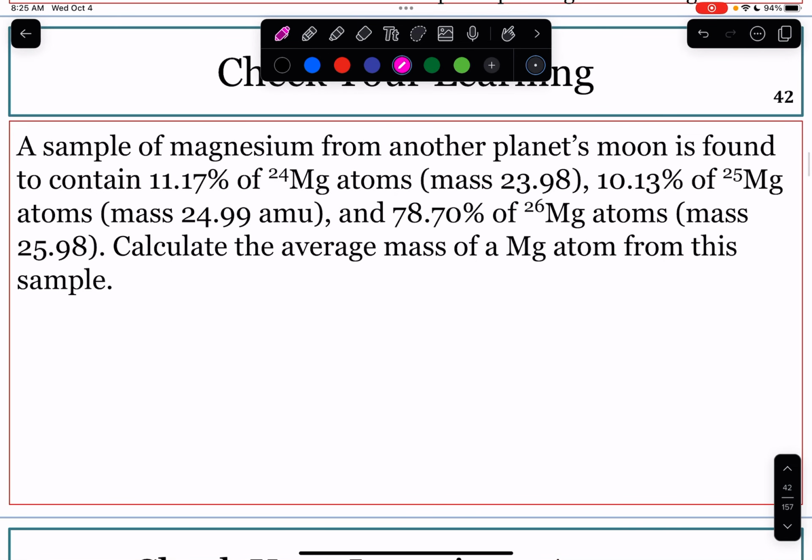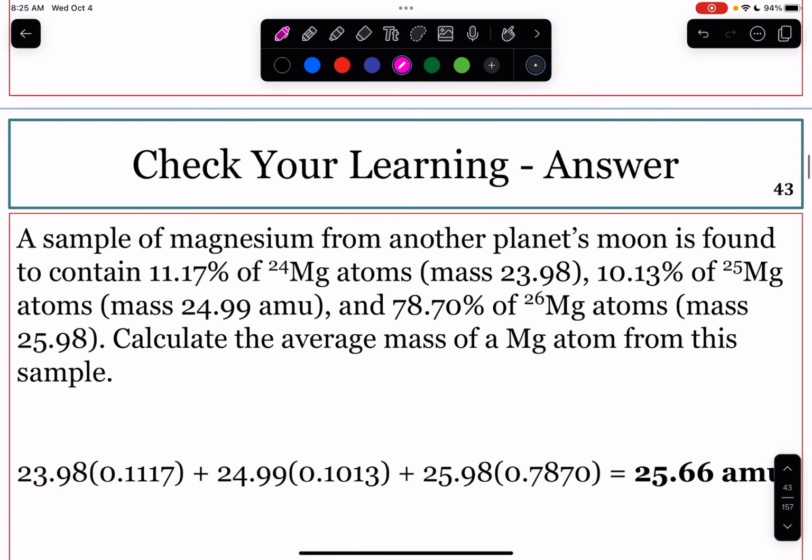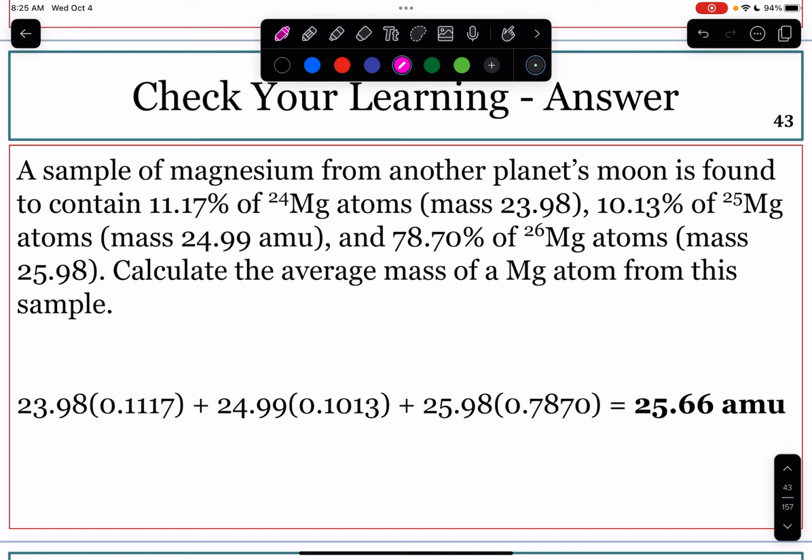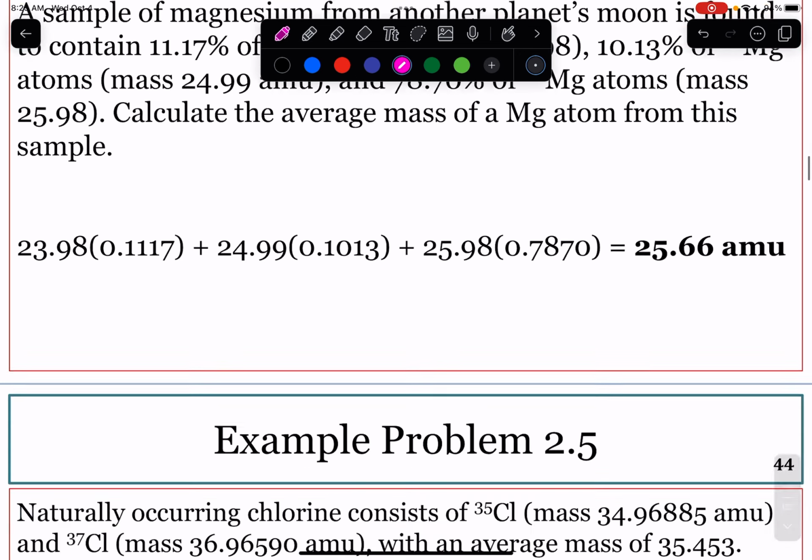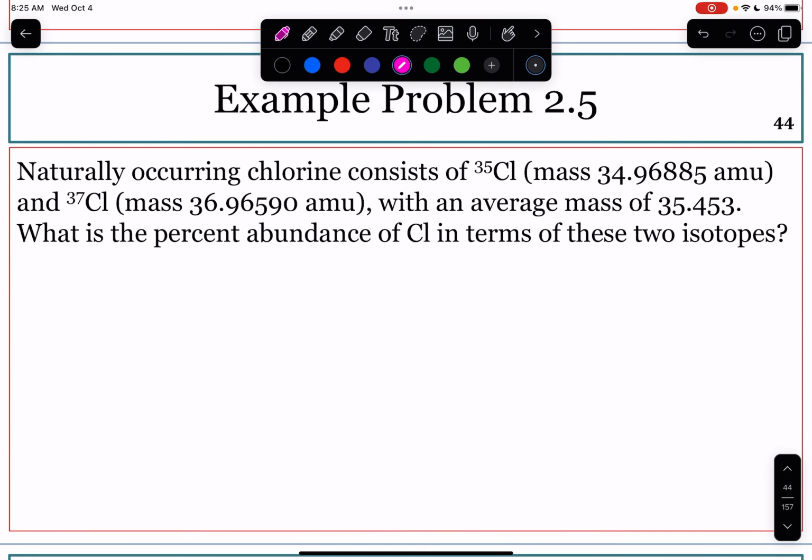Here's another example problem. Pause to work this out. And here's your answer. Naturally occurring chlorine consists of chlorine 35 with a mass of this and chlorine 37 with a mass of this, with an average mass, which means the average atomic mass, of 35.453. What is the percent abundance of chlorine in terms of these two isotopes?